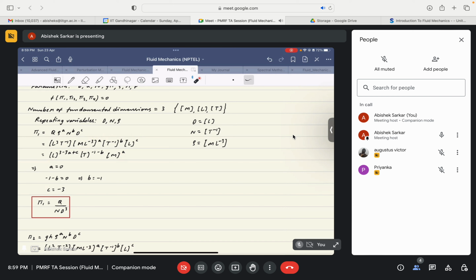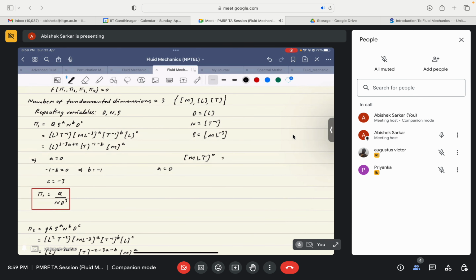Okay, so on the right hand side, as I told, the pi terms are dimensionless, so this would basically have a power of 0, right? Based on some fundamental dimensions to the power 0. So equating the powers on both sides, M has a power of 0, so a would be equal to 0. Then we look into T, so minus 1 minus b should be equal to 0, so it gives us b equal to minus 1, right?